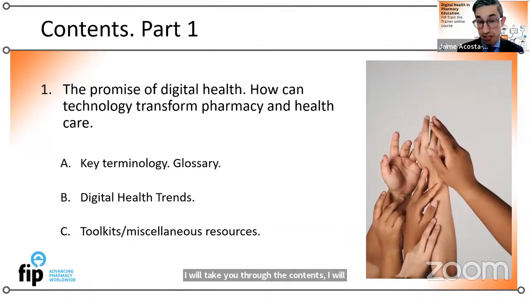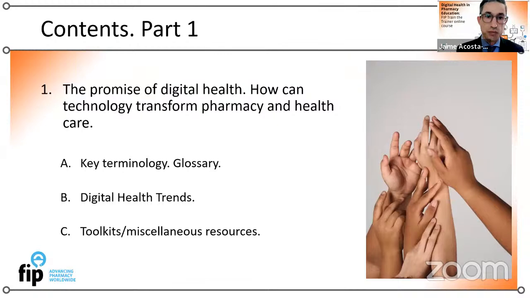In the next slide, I will take you through the contents. I will not go, in the interest of time, into very much detail. In the first part, we try to provide you with the vision of what digital health is bringing to pharmacy practice and better care for patients and better service for healthcare systems. How can technology transform pharmacy and healthcare? We have included a glossary, some important digital health trends, and some miscellaneous resources to let you be aware of this potential.